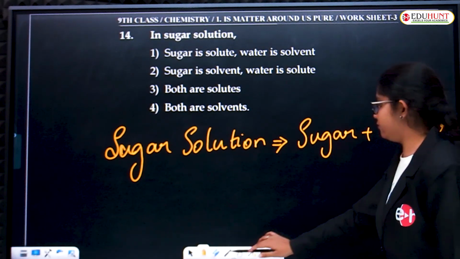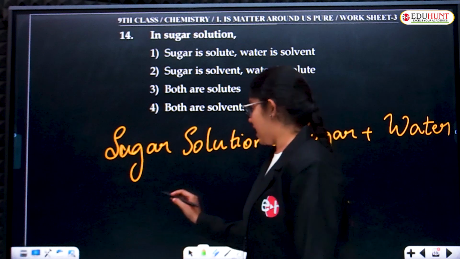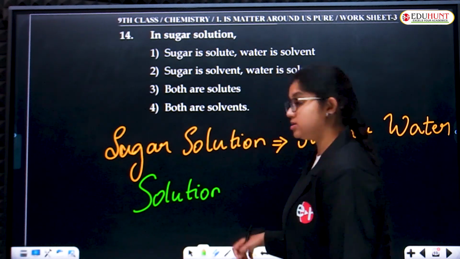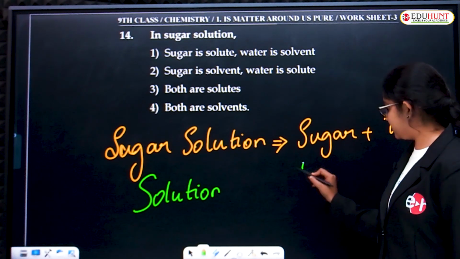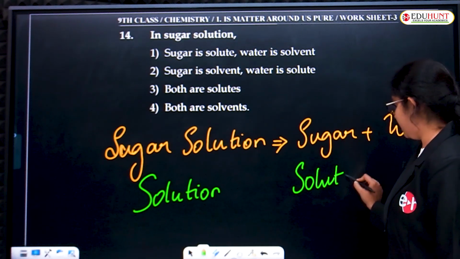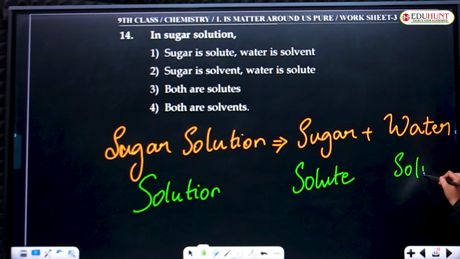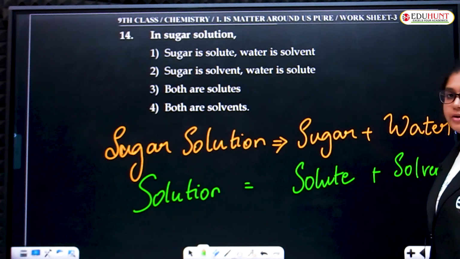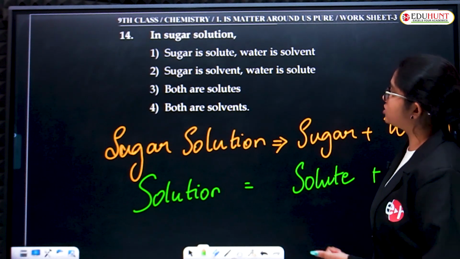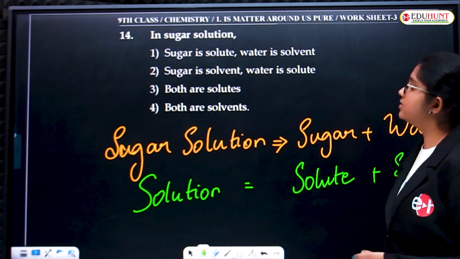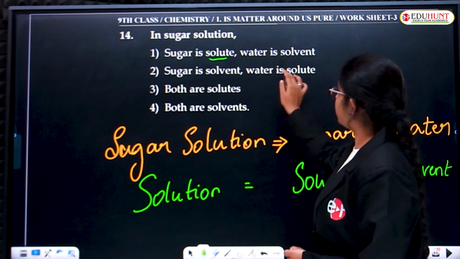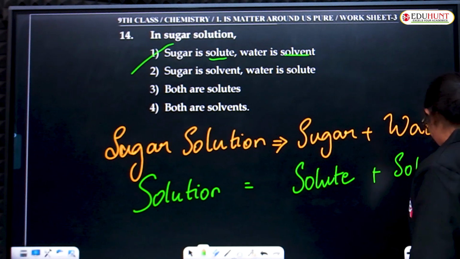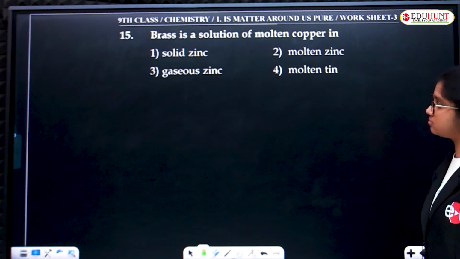Okay. So if we consider this as a solution, sugar solution, what is solute, children? Definitely it is sugar. And what is solvent? It is water. So solution is equal to solute plus solvent, right? So what is the right option here? Sugar is solute, water is solvent. Option 1 is the only right one. Okay. Now my next question, question 15.